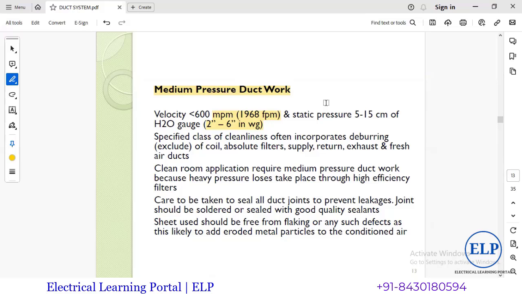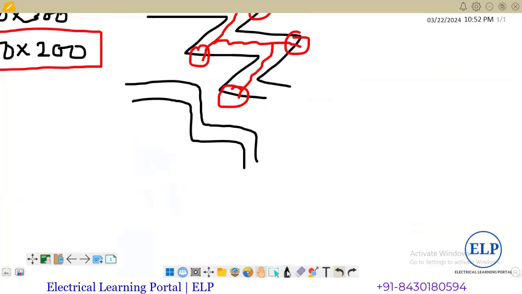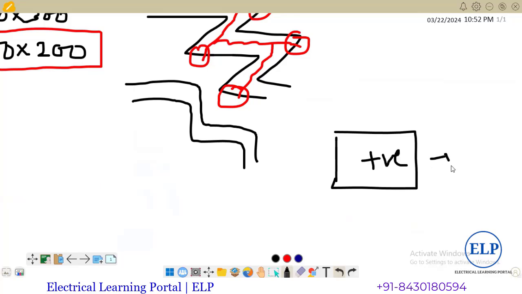Basically, when you look at operation theaters, we provide positive pressure. What is the meaning of positive pressure? If you are providing positive pressure, the inside is positive pressure and the outside is negative pressure. So the inside air should not escape, and the outside air should not come into the inside.